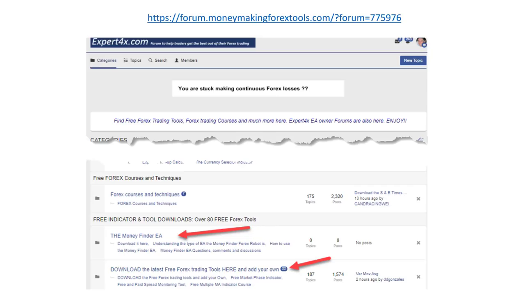Now, how do you download this EA? Really, I think it's worthwhile downloading, specifically because it's free. So you've got nothing to lose. So you go down to our forum. It's the Money Making Forex Tools forum, and you go down to the free indicator and tools download. There is the Money Finder. You just go there, and there is the download. But please have a look at the training material, the supporting material, and ask any questions, make any comments, and discuss this technique, this EA.